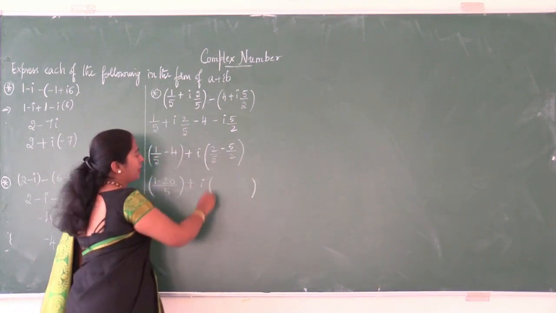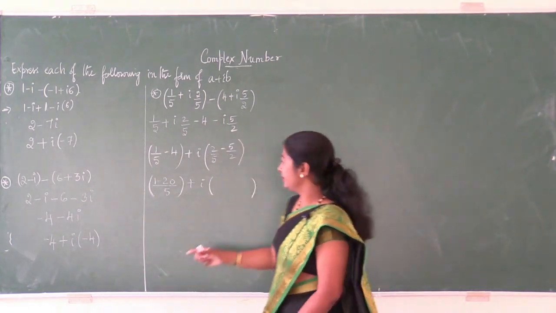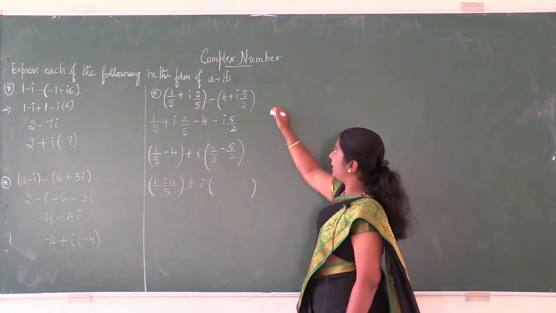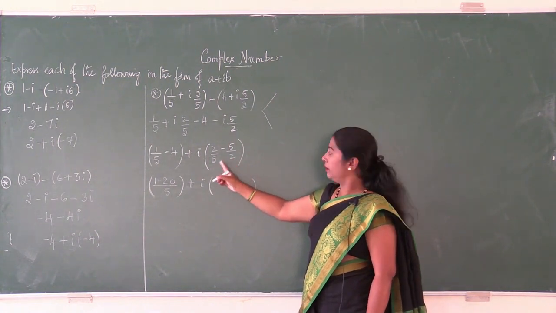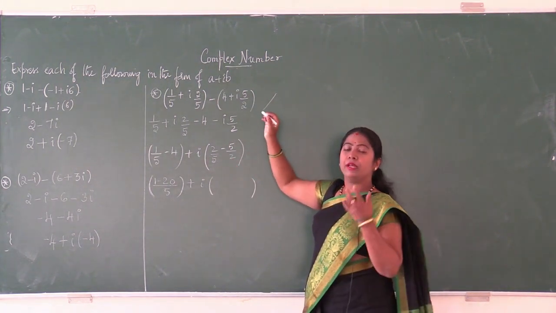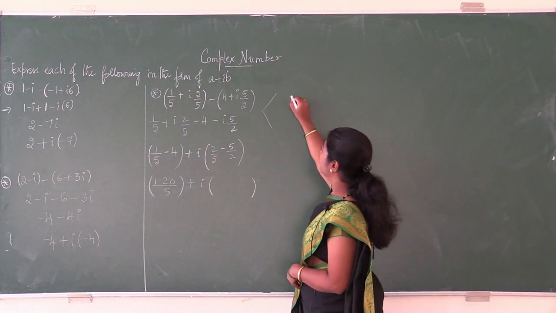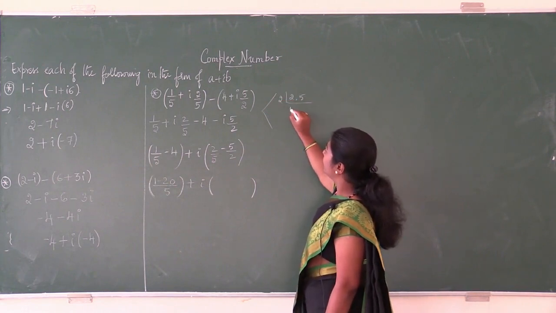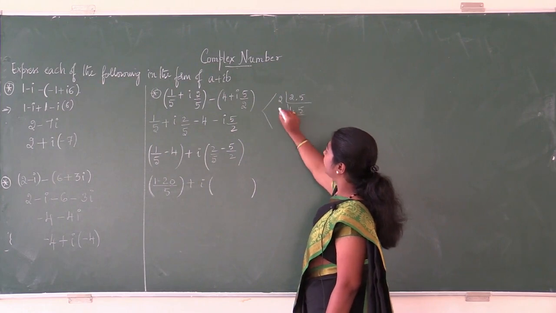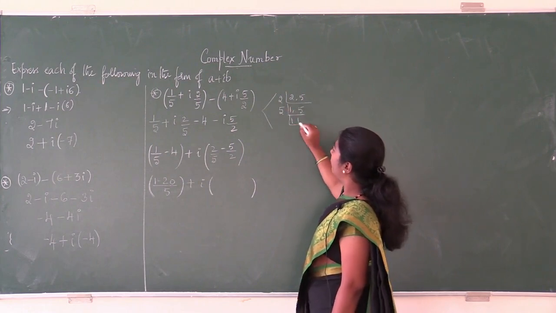Now, just observe how to take the LCM. What are the denominators here? 2 and 5. In the working column, you can make a note of it. To find the LCM, you need to consider the denominators, that is 2 and 5. When you take the LCM, what will be the LCM? 2 ones are 2, 5 remains as it is, and this will be 1, 1.